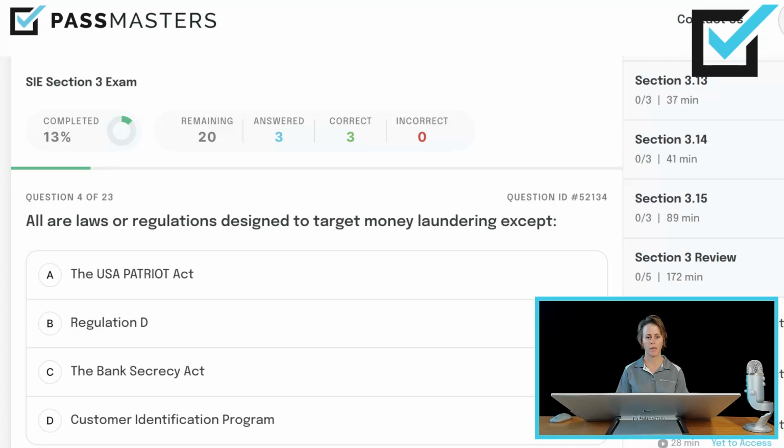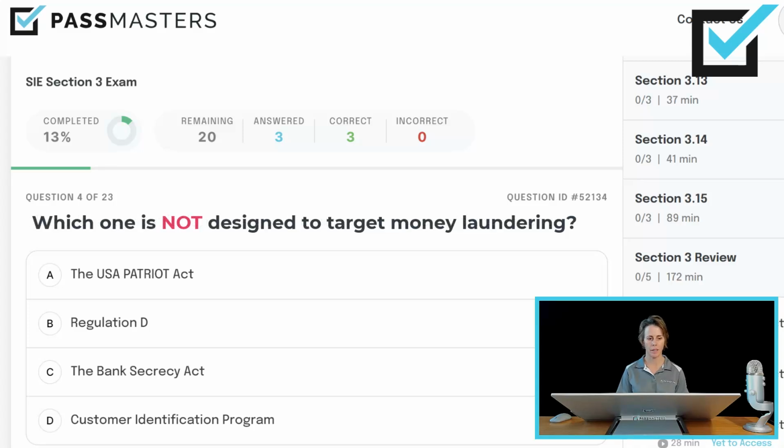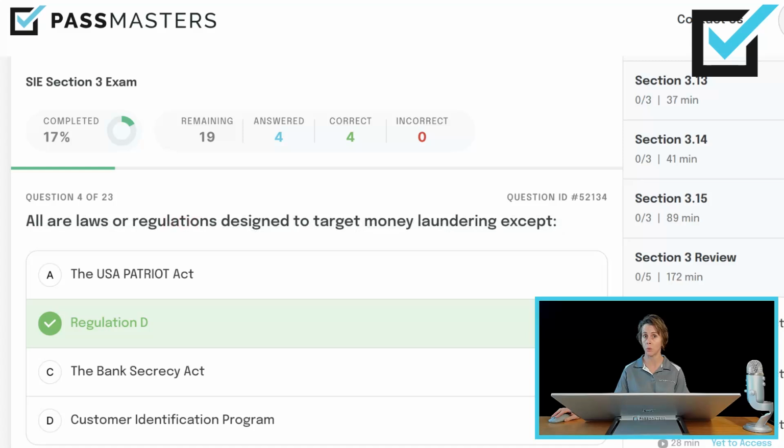All are laws or regulations designed to target money laundering except. So which one is not designed to target money laundering? The USA Patriot Act, Regulation D, the Bank Secrecy Act, or the Customer Identification Program. Regulation D is the federal private placement rule. It has nothing to do with targeting money laundering, but the USA Patriot Act, the Bank Secrecy Act, and the Customer Identification Program, all three of those programs do have to do with targeting money laundering.